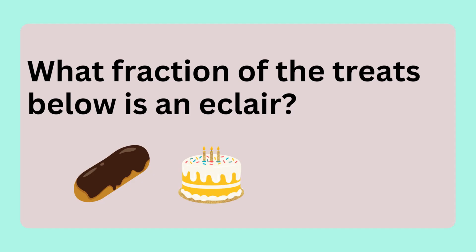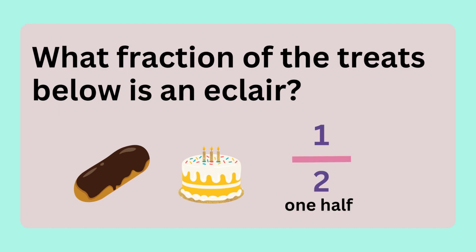Here's your final question. What fraction of the treats below is an eclair? If you didn't know what an eclair is, it's the picture on the left with chocolate on it. If you said that the answer was 1/2, then you are correct. There is 1 eclair, so we put that number on the top of the fraction bar. There are 2 tasty treats, so we put that number on the bottom of the fraction bar.